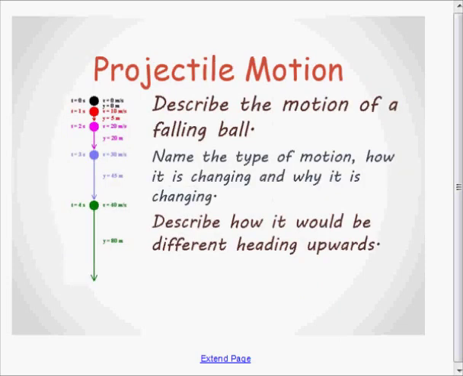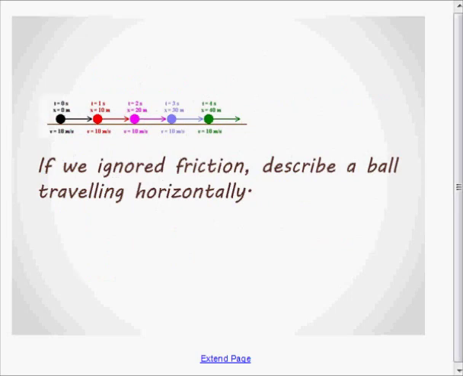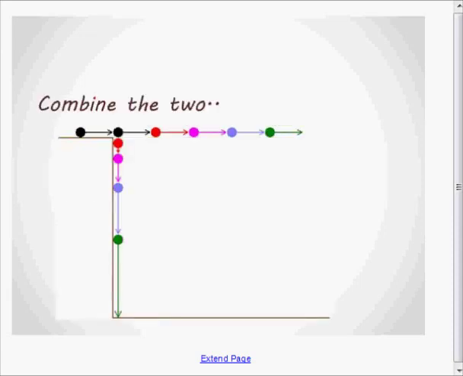The next thing we're going to look at is projectile motion. In a vertical direction, everything accelerates downwards at 9.81. If this ball was heading upwards, it would still be accelerating downwards. It would still have an acceleration opposing its motion. If we looked horizontally and ignored friction, objects would travel at a constant velocity. Now, if we combine the two, let's look where each of these points are going to be. You get a curve like this, and that's called projectile motion.